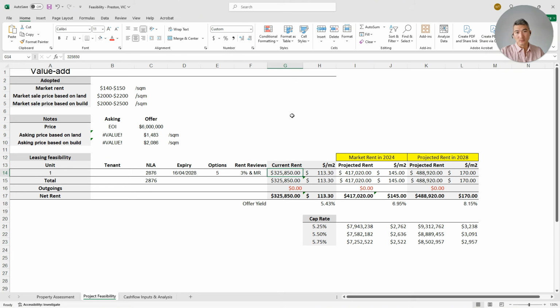The other way that he looked at it was on a capital value basis, and he adopted $2,500 per square meter, which is exactly what we put on our spreadsheet. So at $2,500 per square meter, the valuation came in at $7.2 million. So he ended up adopting $7 million as a valuation of this property based on those two methods. Now, we personally felt that was a little bit conservative because we felt that the property should be valued at around $7.2 million. But hey, look, nonetheless, it's a great result for our client.